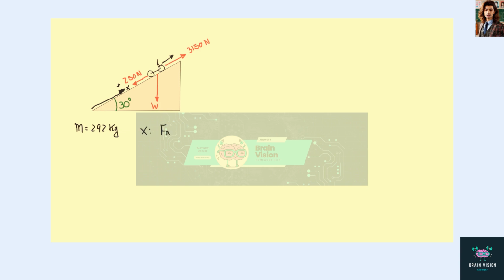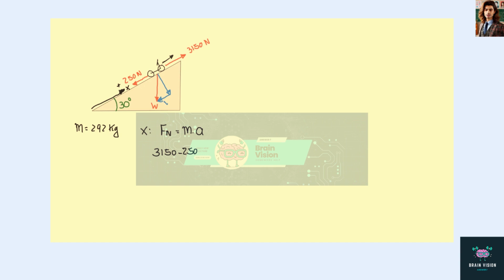The net force is equal to the mass of the motorcycle times its acceleration. Then, the net force has three components. This one, which is a positive component, 3,150, minus this one, which is a negative component because it points to the negative x direction. And then we have a part of the weight force, because the weight force can be decomposed in two components, this one and this one.